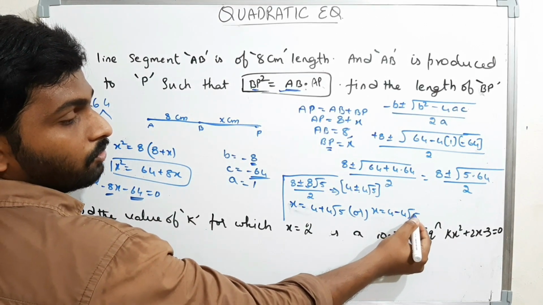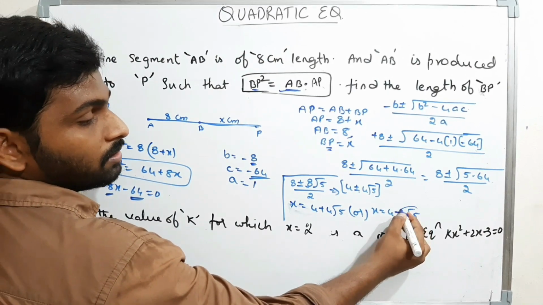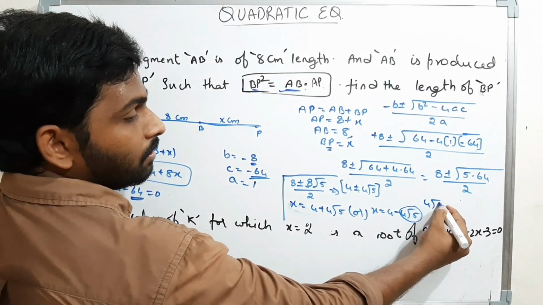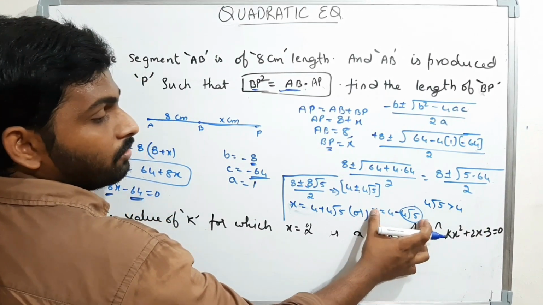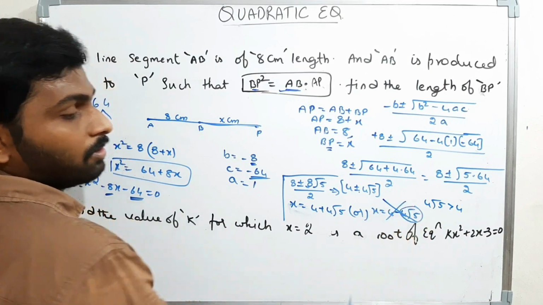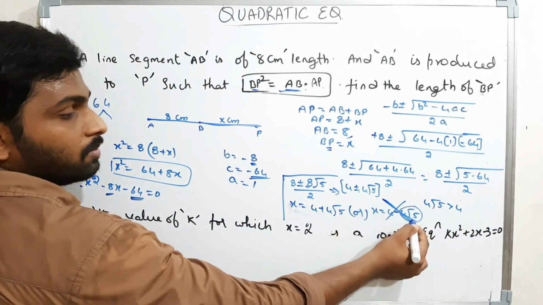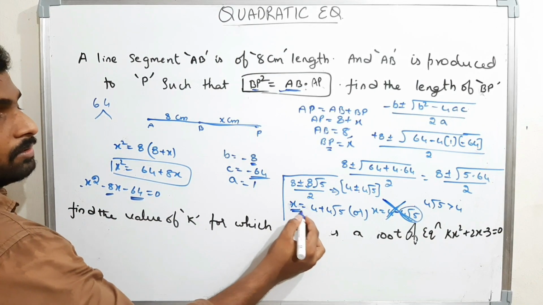4 minus 4 root 5. 4 root 5 is greater than 4. That means this value will be a negative value. Therefore, this is not possible. Therefore, what is the length of BP?